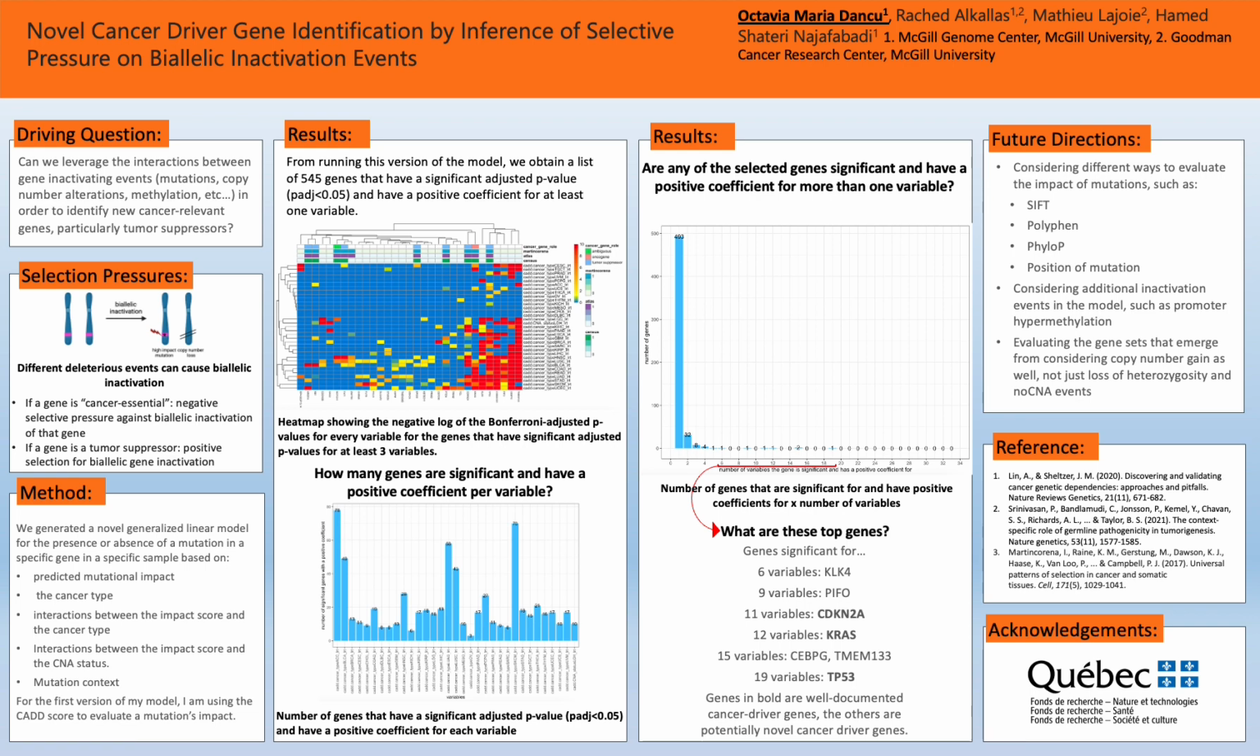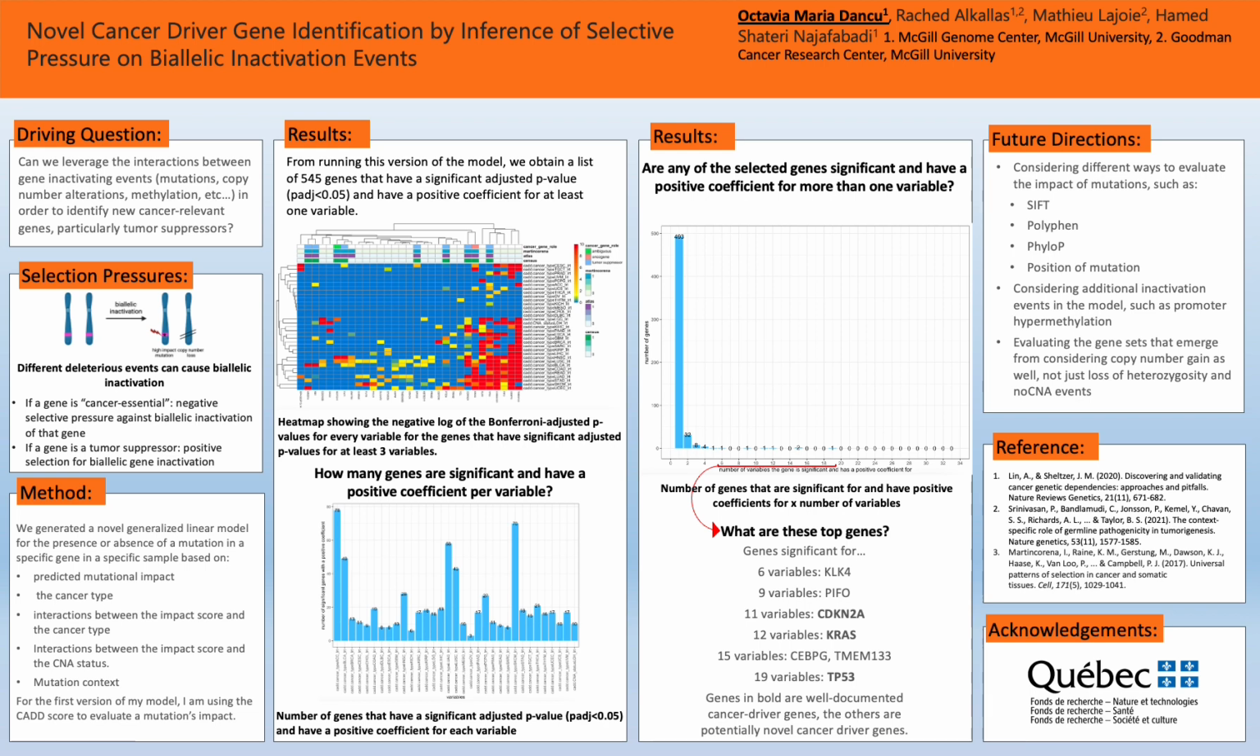So I became curious and wondered what are these top genes, these genes that are significant for multiple different terms or variables in this model. And I found that in this group of top genes, there are a number that are well-known cancer driver or cancer-associated genes, as we can see from the genes indicated in bold. But there are also a few novel genes that haven't been well documented in their involvement in cancer. And so these represent genes of interest to explore in the future.